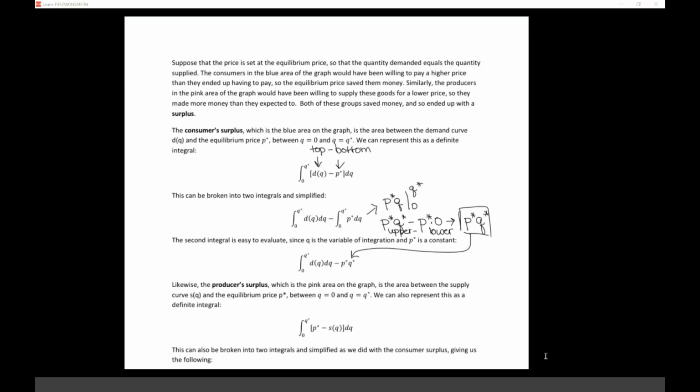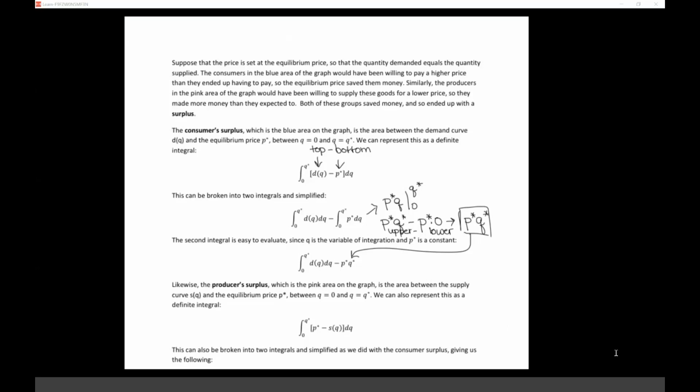But before I move on, let me ask, does consumer surplus make sense? Everybody all right with that? Does consumer surplus make sense?